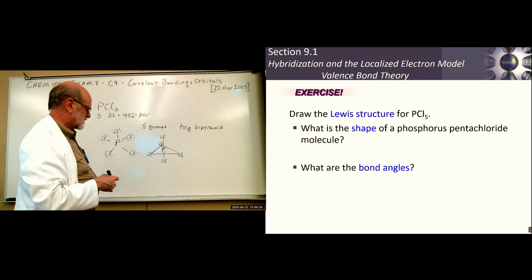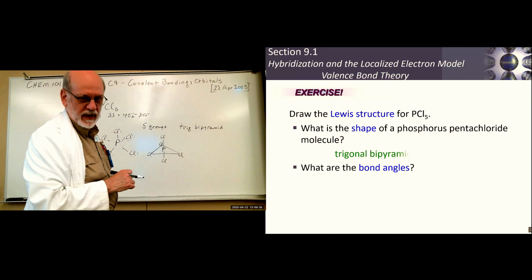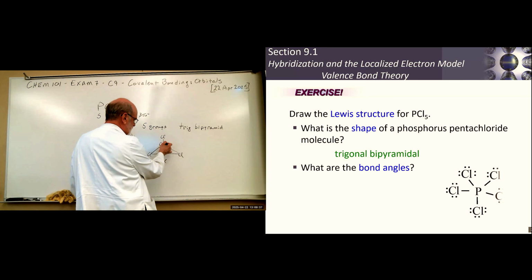So what bond angles do we have? Let's see, the shape, trigonal bipyramid. We have the possibility of a bond angle here of 180 degrees. We have a possibility here of 90 degrees. And we have a possibility here of 120 degrees. Okay. That's what we know from the last chapter.